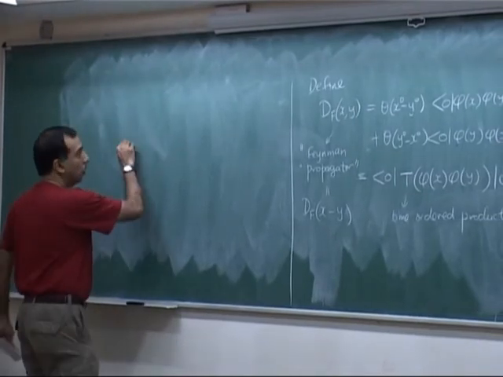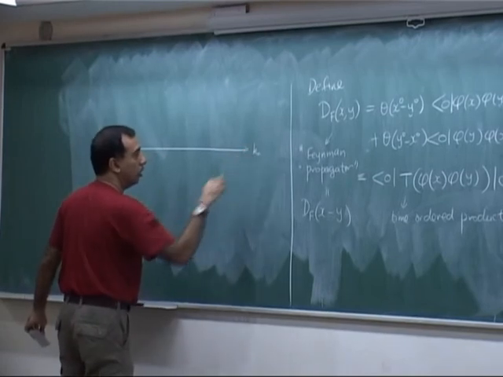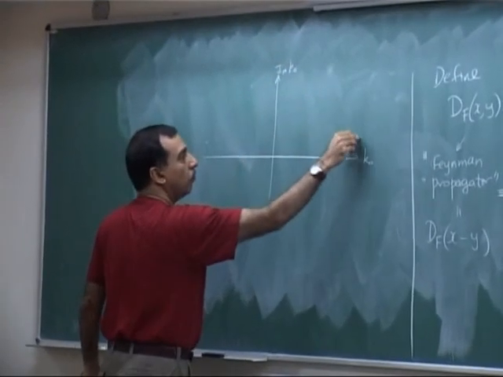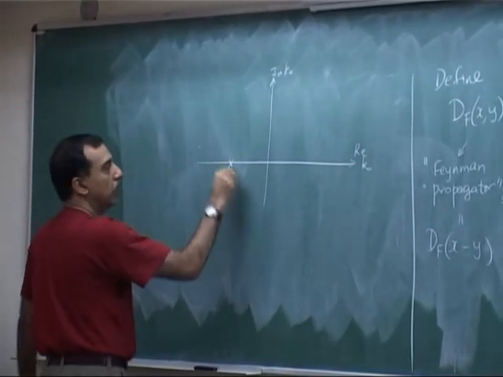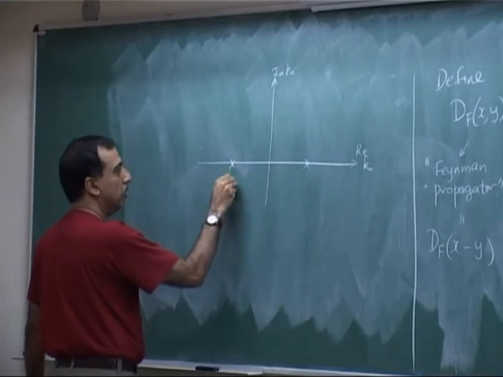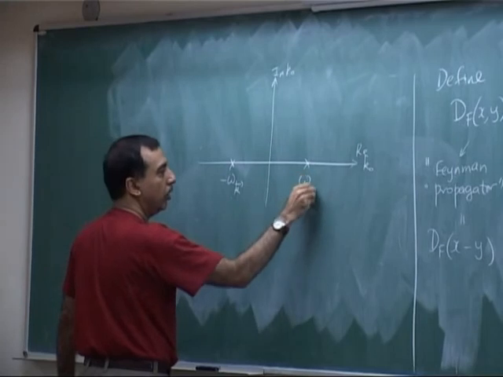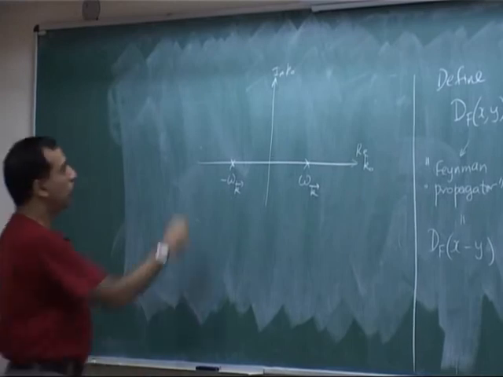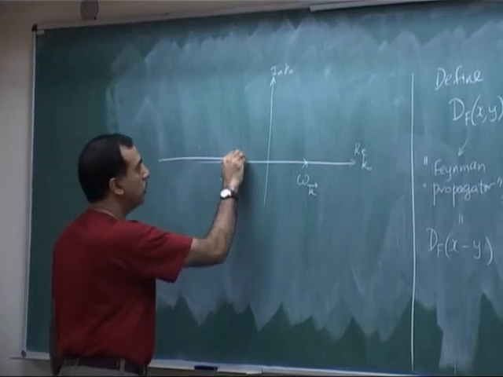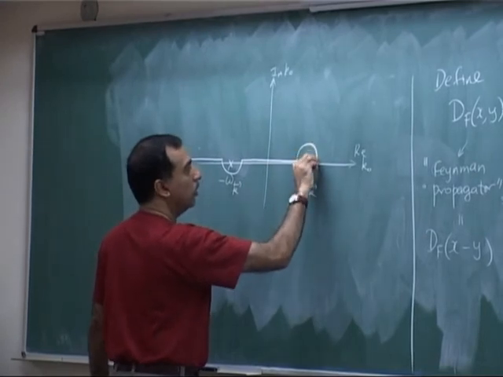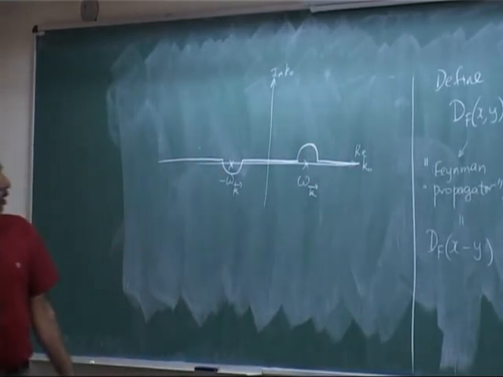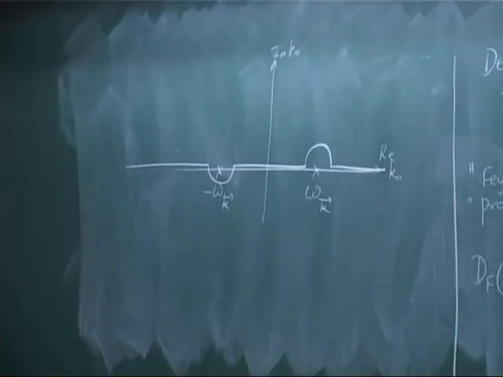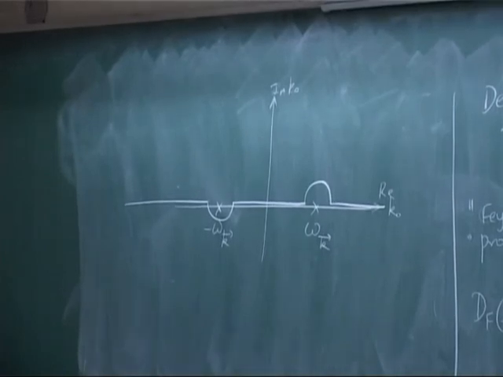So let's draw the pole. Here is k naught, real k naught. Here is imaginary k naught. And the poles are here and here. So this is minus omega k and this is omega k. And the Feynman propagator prescription is to come along this, go below this, go like this, go above this, and go to infinity. This is C_F.